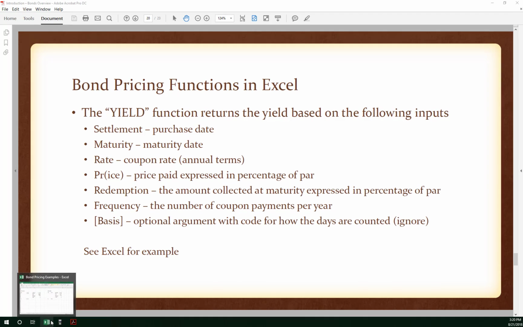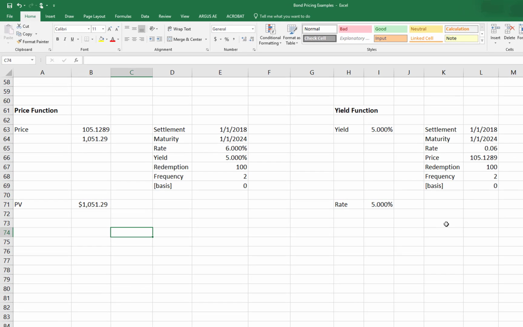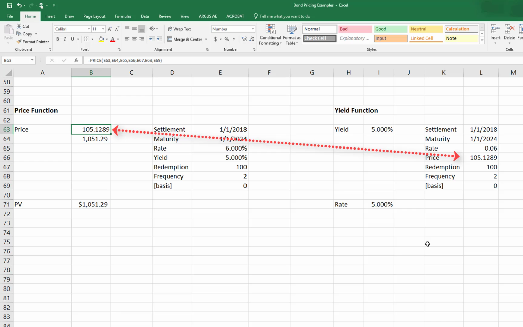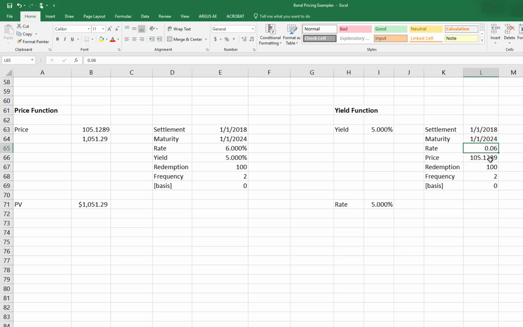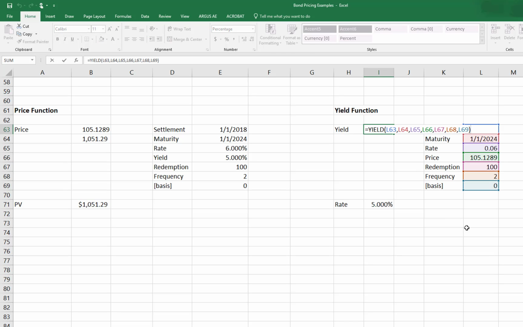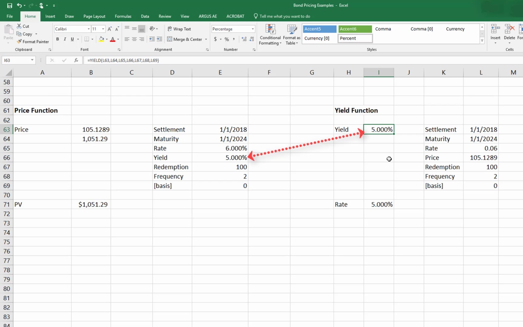So let's go ahead and look at yield. That's over here. I'm just going to use the inputs from the price that we calculated and stick that into the yield function, and see if we do indeed get the 5% yield to maturity that we ought to be getting. So I've got all the same information, the same coupon rates. Now the price, you can see that I've linked over to the price that we just calculated. The redemption is going to be 100% of par. And so when I compute the yield and put in all the pieces where they belong, I get 5.000. Indeed, that is the yield to maturity that it should be.